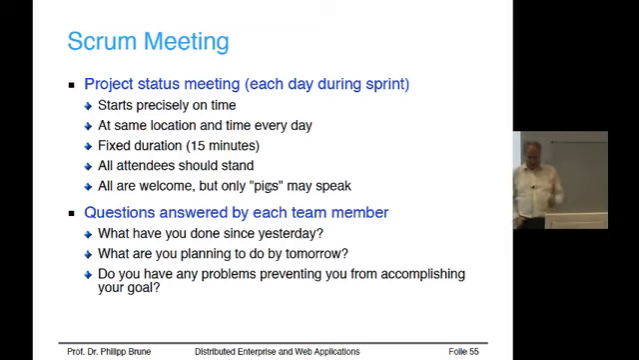So it's at the same location and time every day. It has a fixed duration, approximately 15 minutes, and all attendees should stand. And all participants are welcome, so management can come and take part, but they should not speak. Only the so-called pigs can speak. I'll come back to what pigs are. During the Scrum meeting, the so-called Scrum Master asks every team member 3 questions, one after another. What have you done since yesterday? What will you do by tomorrow? And are there any impediments that prohibit you from doing that?